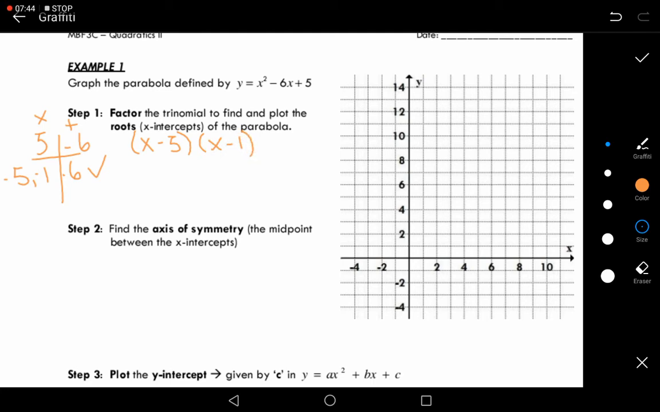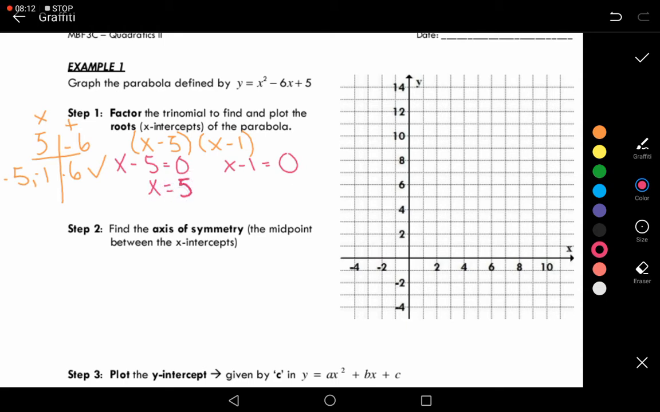Like I said on the last slide, in order to actually find the coordinates, we need to set these factors equal to 0 and solve. So I have x minus 5 equals 0, and x minus 1 equals 0. At this point, we're just solving for the variable, so it should be really simple, right? We need to get x alone, so we need to move that -5 over our equal sign. When we move it over, it becomes positive. Same thing with the -1. This means that my x-intercepts, or my roots, are at (5, 0) and (1, 0).